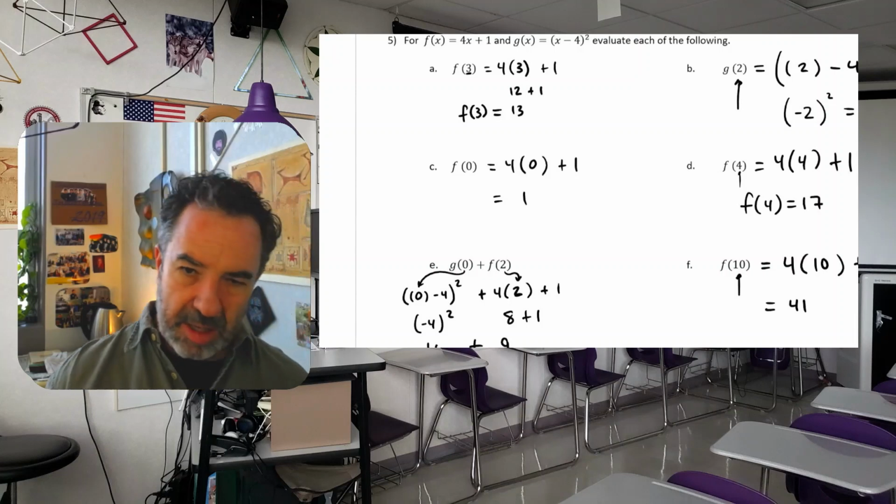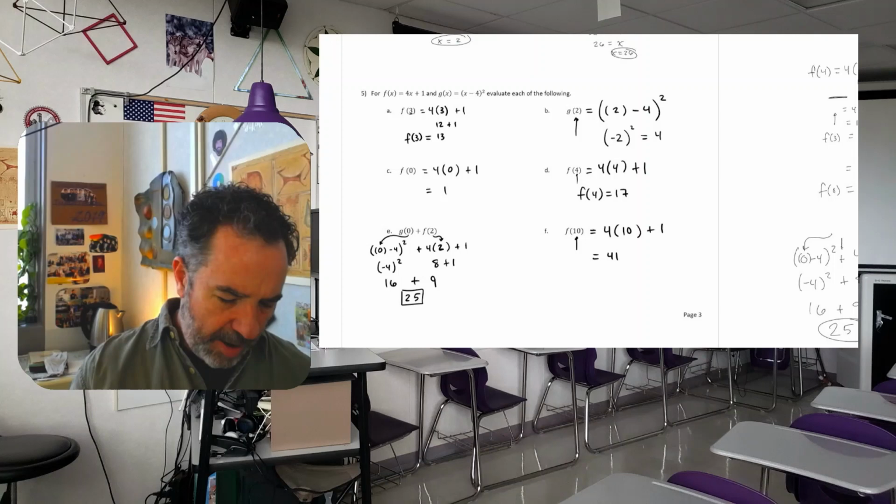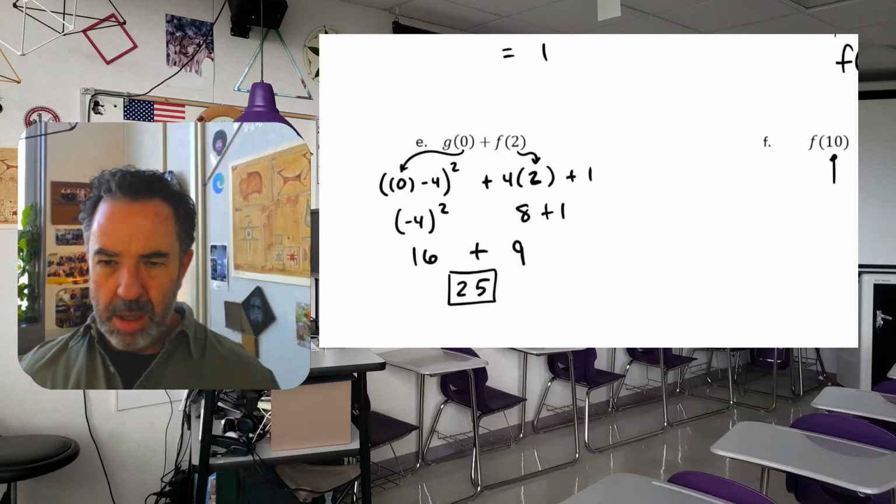So I'm using the definitions that were given in this problem to find these. All right, let's move on to our final page for our test. We're going to go on to page number 4.